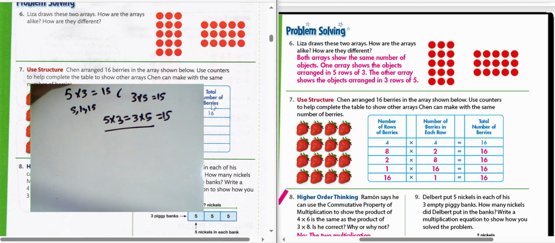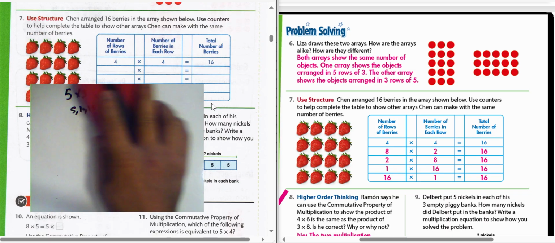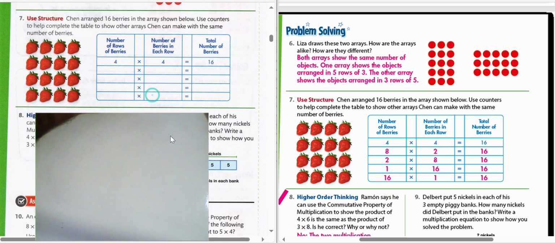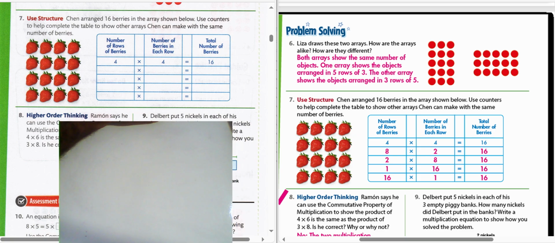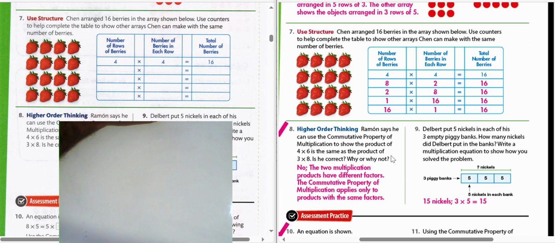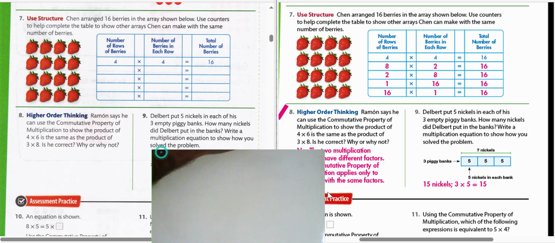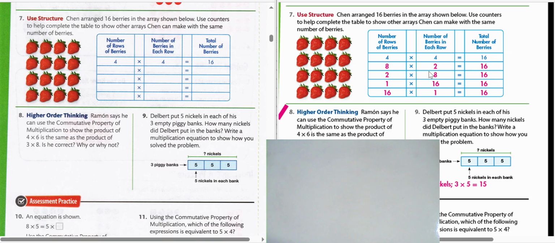Next question, number 7. The answer is down here. I will explain this example. We know 4 times 4 equals 16, and also we can write 8 times 2 equals 16. Here is the solution: 8 times 2 equals 16, or 2 times 8. You can also write 1 times 16 equals 16, and 16 times 1 equals 16.